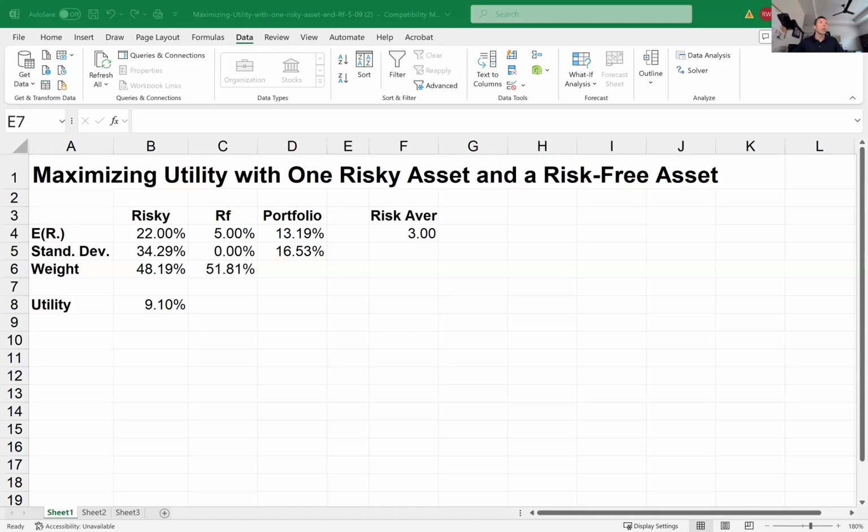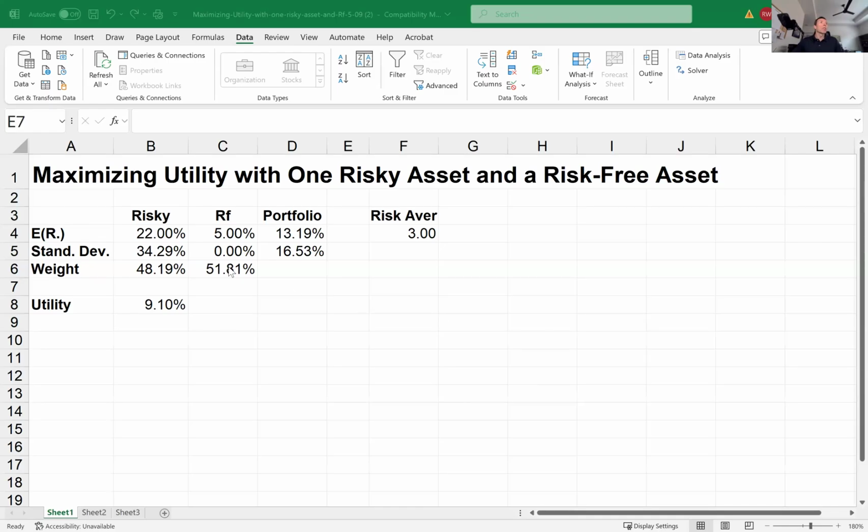This is going to be the point on the capital allocation line where the indifference curve is just tangent to the capital allocation line. So we're going to see how to do that in Excel. Let me do a screen share here with this spreadsheet. We'll pull it up here, and you should be seeing it on the screen share.